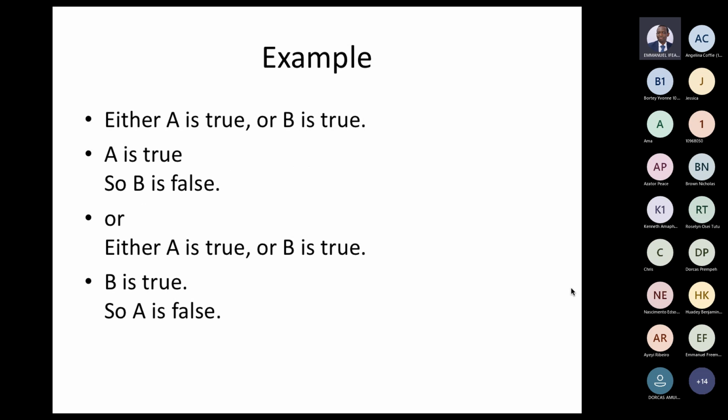Example: either A is true or B is true. A is true, so B is false. Or either A is true or B is true. B is true, so A is false.